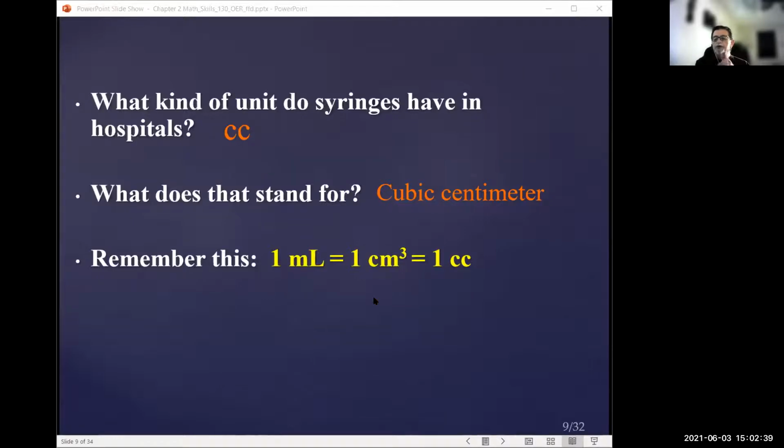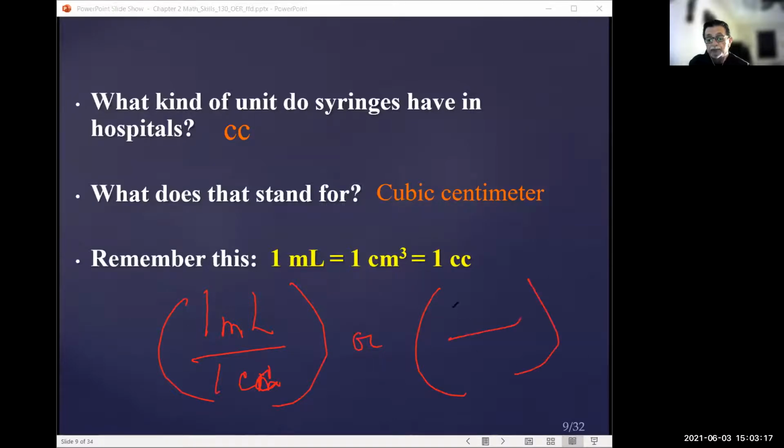Every conversion factor, for that matter, every ratio that we're working with can be written in one of two ways, okay? I want you to remember this. Every conversion factor, every ratio, miles per hour, dollars per hour, milliliters per cubic centimeter, can be written in one of two ways. I could write 1 milliliter over 1 cc, or I can write it as 1 cc over 1 milliliter.